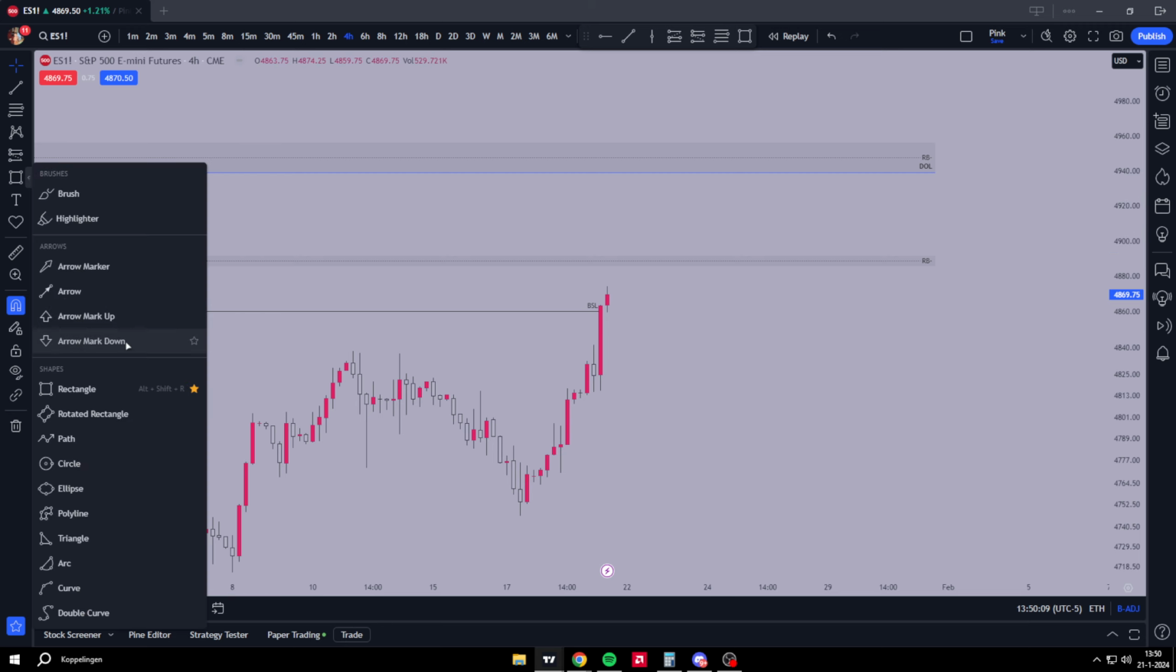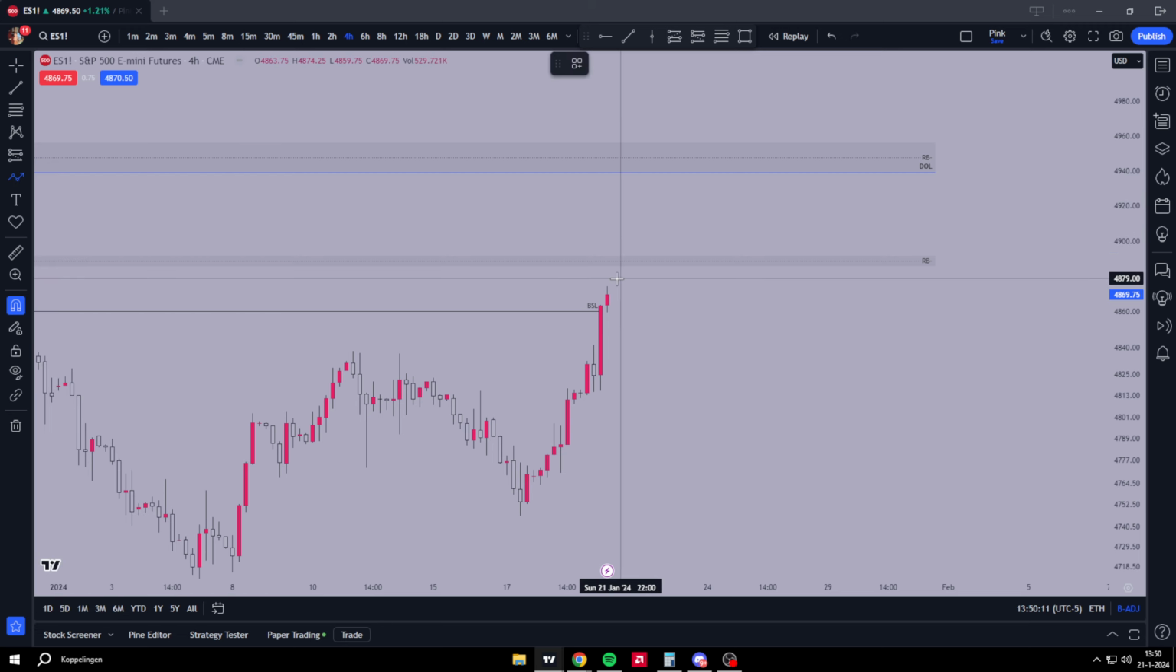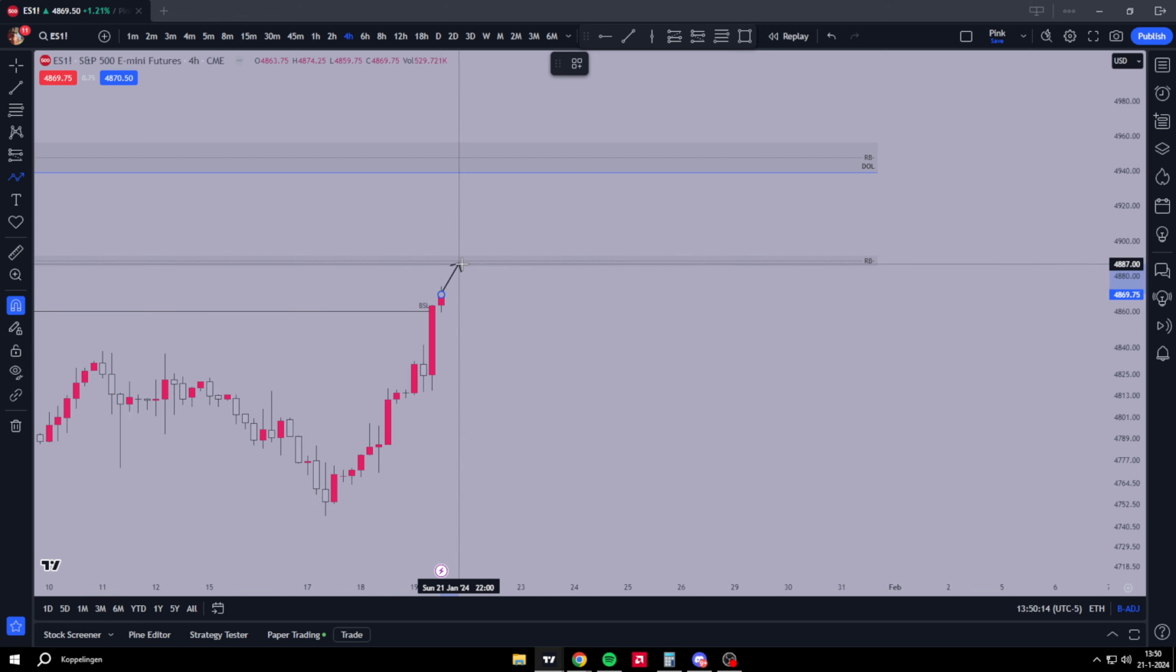So if I mark it out here, then we could accumulate. We could react off here, have like a small reaction. We could take out this high, could accumulate even more.